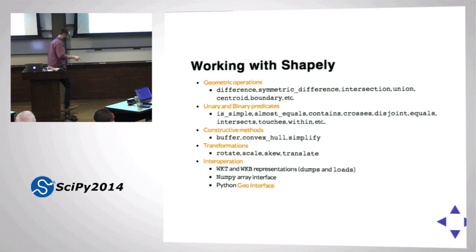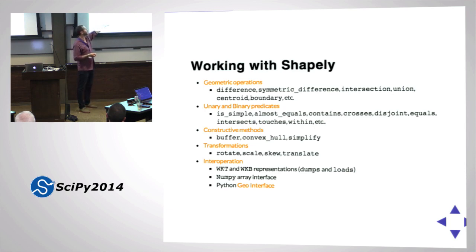And this is the best part. It knows what to do with well-known text and well-known binary representations of geometries. So we can read those in and deal with them, pretty cool. It also has a NumPy array interface, so we can get all of the coordinates from a geometry really easily, just like you can do in NumPy.